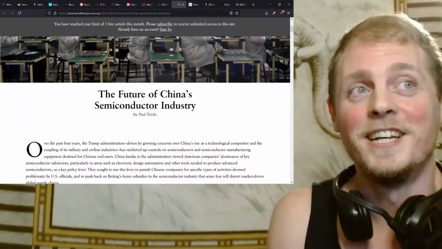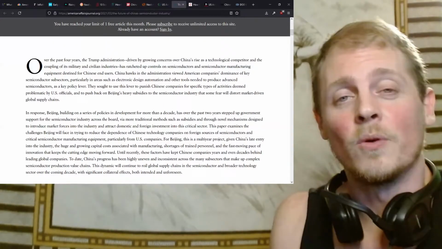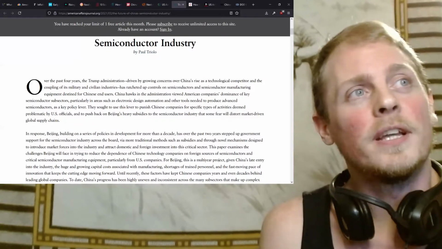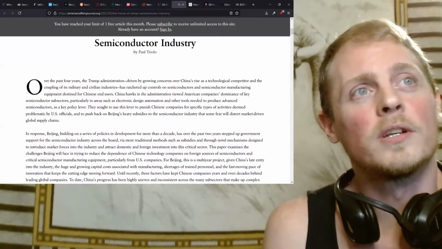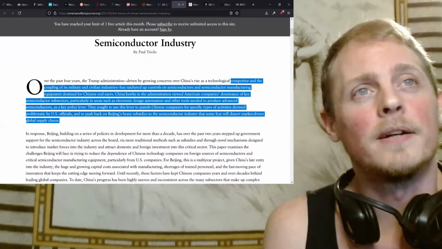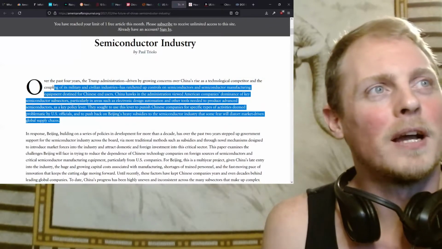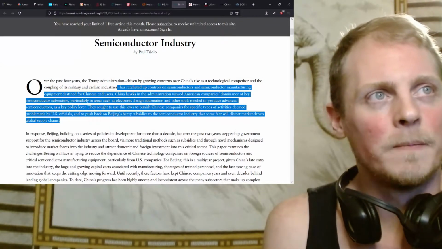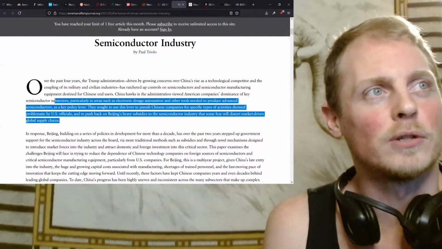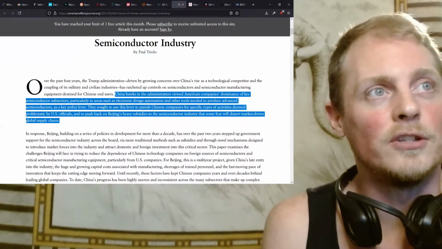Future of China's semiconductor industry. I really set these up in a good order, didn't I? Pat myself on the back for that one. Over the past 4 years, the Trump administration, driven by growing concerns over China's rise in technology as a competitor, and the coupling of its military and civilian industries, has ratcheted up controls on semiconductors and semiconductor manufacturing equipment destined for Chinese end users.